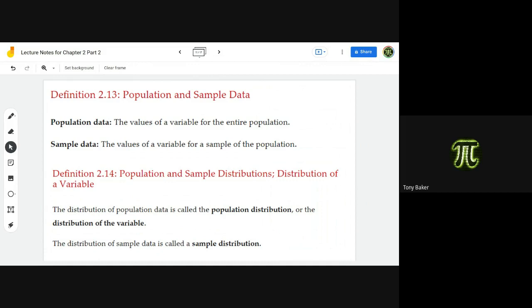The distribution of population data is called the population distribution, or the distribution of the variable. And then, of course, we have the sample distribution. Those are going to change when you're looking at it. So we could do our bell curve of sample data, but then we're going to use that bell curve to make inferences about the population.